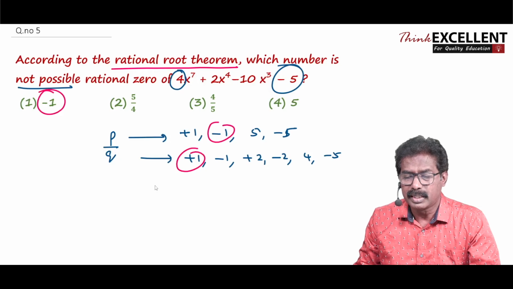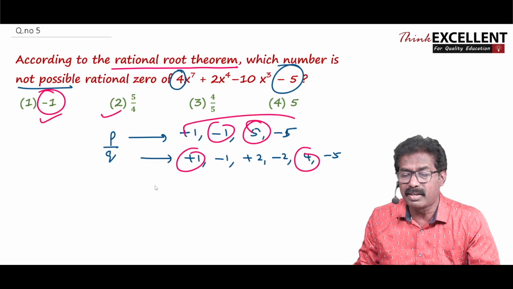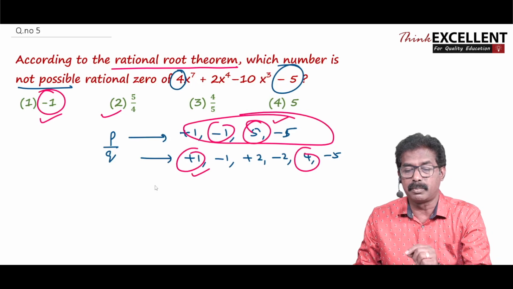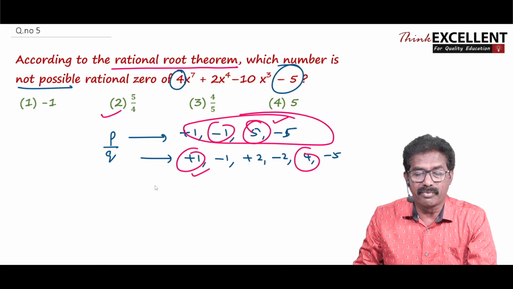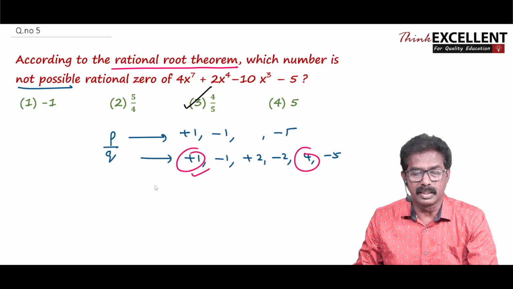5 by 4, yes, here we have 5, here we have 4. 5 by 4 is possible. 4 by 5, 4 is not here. 4 by 5 is not possible. Okay? Last one, 5. 5 means 5 by 1. That is also possible. Only thing not possible is what? 4 by 5. So that is the right answer. So 4 by 5 is not possible. So the third option is the correct one.